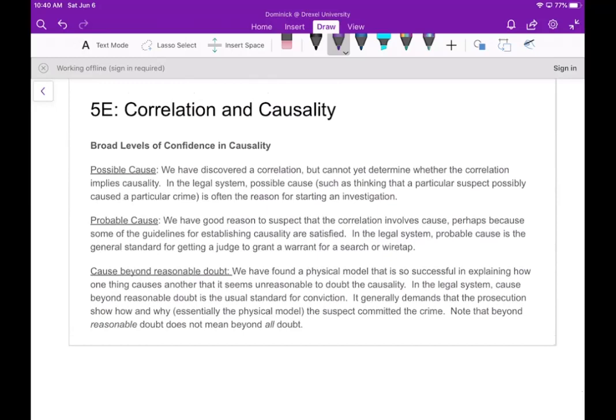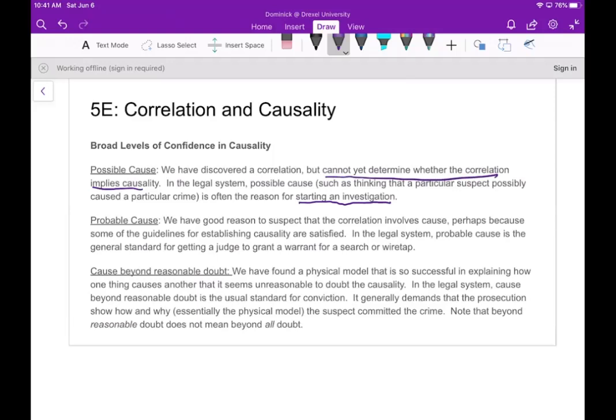Okay. Now, there are three broad levels of confidence in causality, and this will be what we end this video on. Now, we have possible cause, which is when you have discovered a correlation, but you cannot yet determine whether the correlation implies causality. So cannot yet determine if one implies the other. Now, in the legal system, possible cause, which would be an example of thinking that a particular suspect possibly caused a particular crime, is usually the reason for starting an investigation, right? So I think that a lot of these things have nice parallels to the legal system, so we'll sort of comment on that as we go.